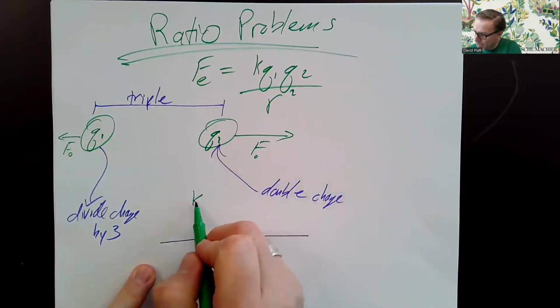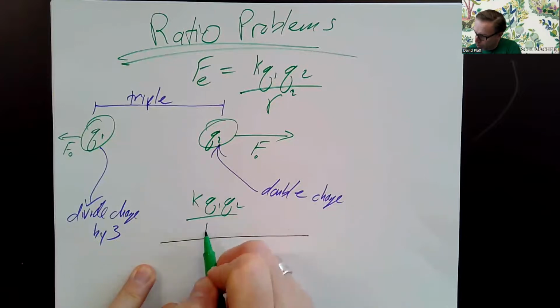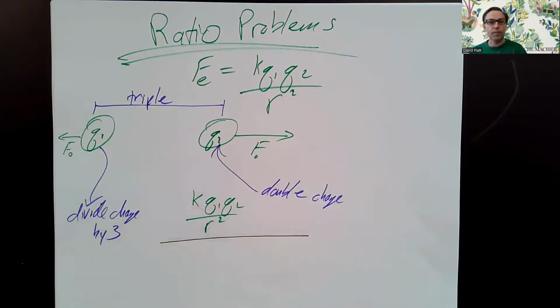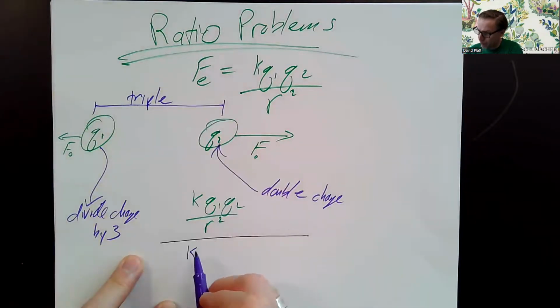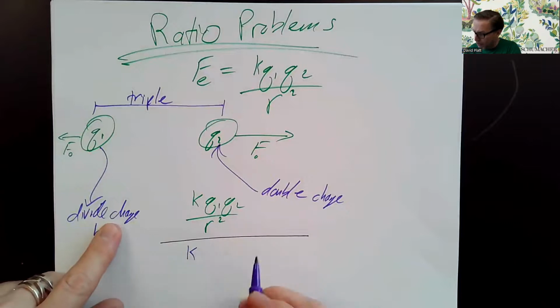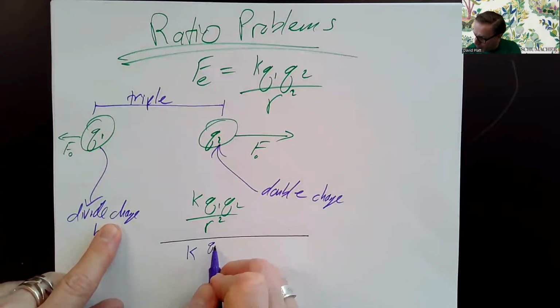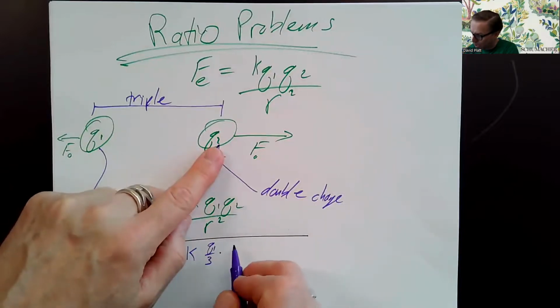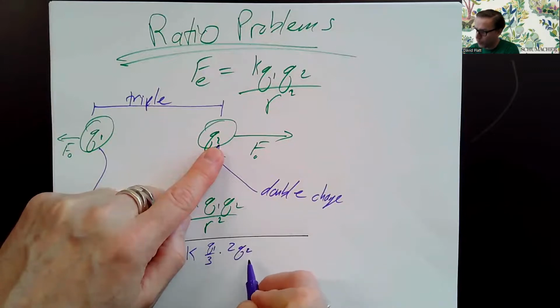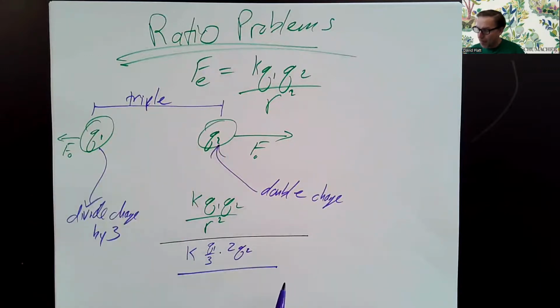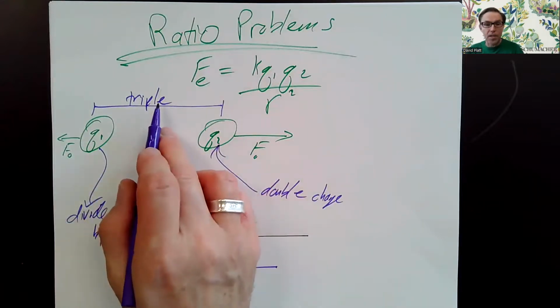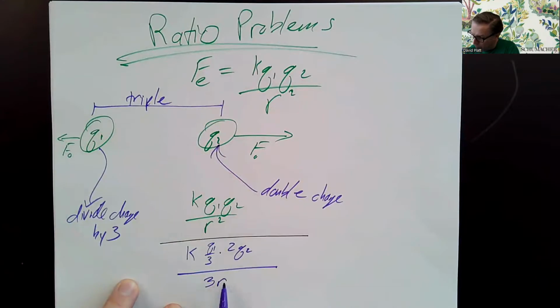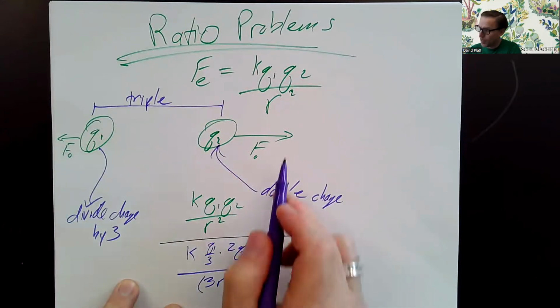So this was the original force. I'm going to write K Q1 Q2 over R squared. That was my original force. And then I changed things in purple. So I'm going to write the new force in the bottom. It's still an electric force, so there's still a K. Q1 got divided by 3, so now I have a charge, not Q1, but Q1 over 3. This got doubled, so my second charge is 2Q2. And my original distance was R. My new distance is 3R. And that whole distance is squared.